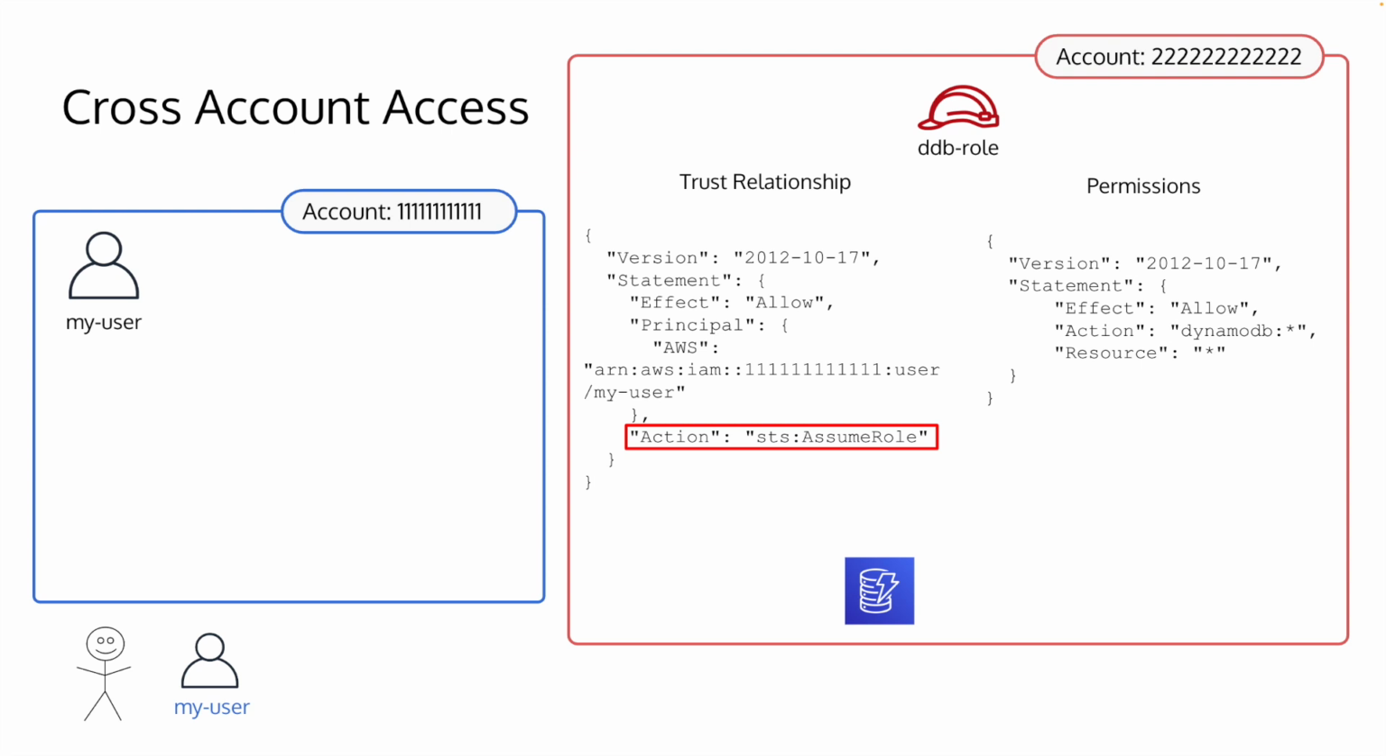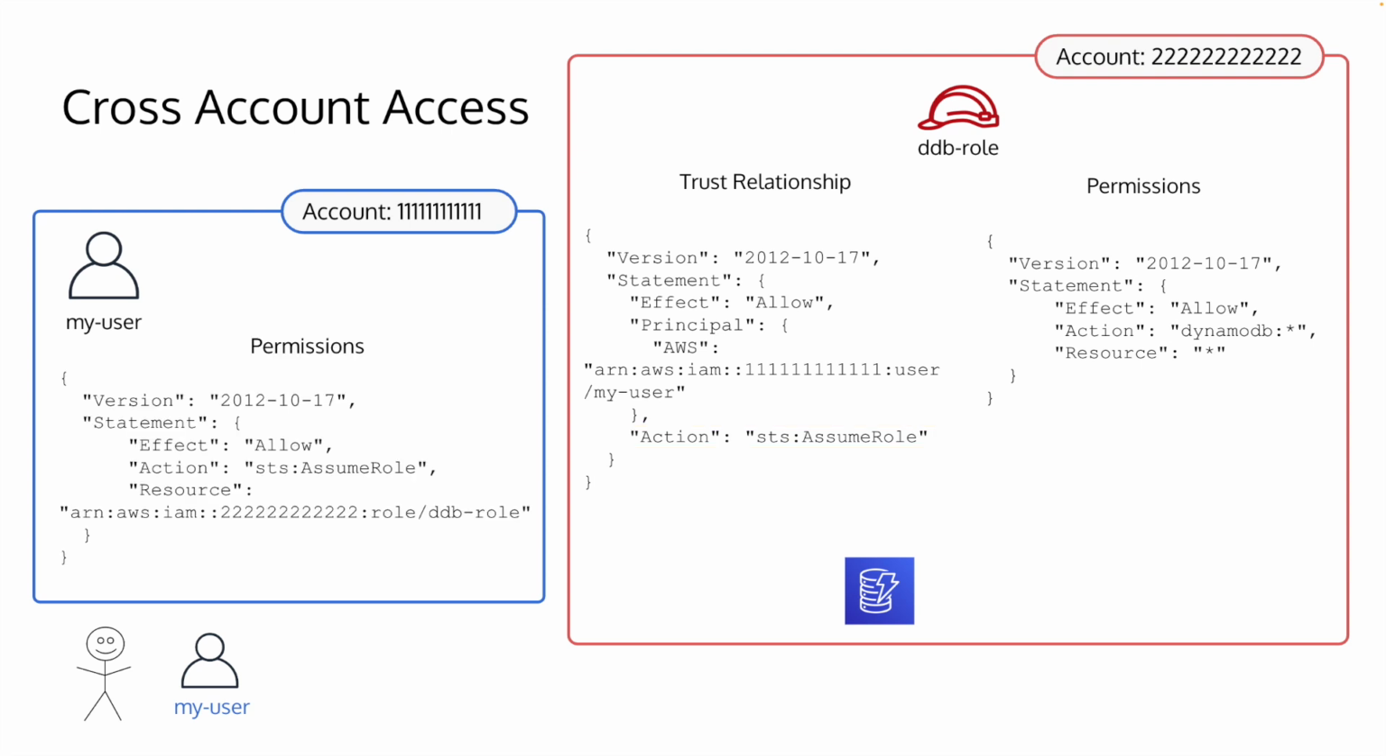Then we grant the user, my user, the permission to assume the role. We'll create a policy allowing it to call STS assume role on the DDB role. Now the user is able to assume the role by requesting short-term credentials and then make calls to the DynamoDB table.